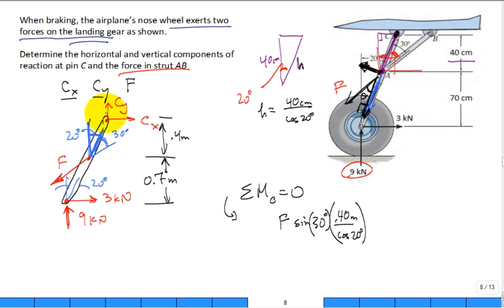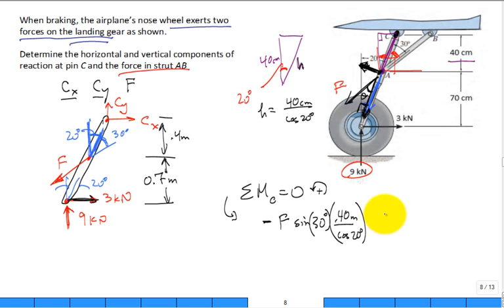Okay, so that gives me the contribution of this strut force around point C. True? All right. I should have also gotten the direction. If we're going to go as this is a positive direction, does that contribute a negative or a positive sense of rotation around point C? Negative, negative.